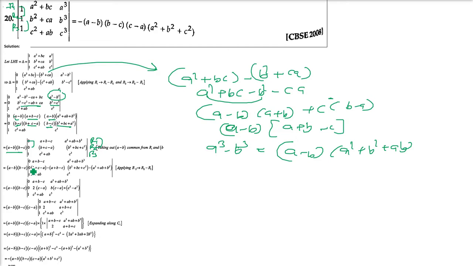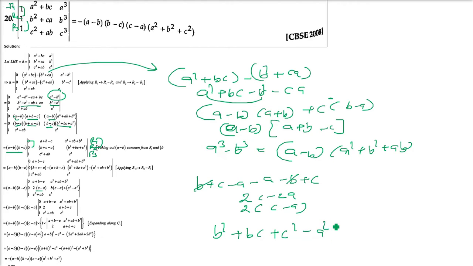0 minus 0 is 0. Now b plus c minus a minus a minus b plus c. So what do you get? b and b get cancelled. You get c. This is 2c minus 2a. So if you take 2 common, you get c minus a. So what do you get? 2 times c minus a. Similarly, because R2 minus R1 we are doing, so b square plus bc plus c square minus a square minus ab minus ab. So what do you get here?